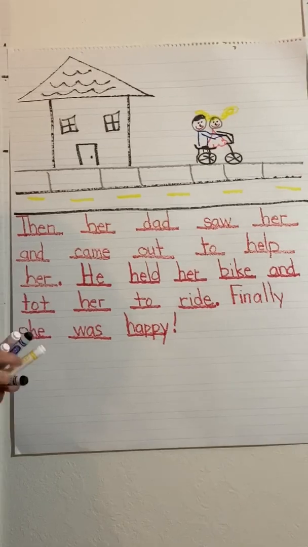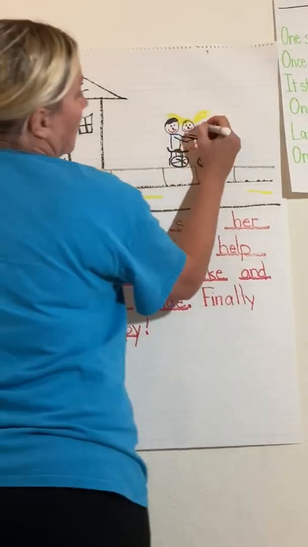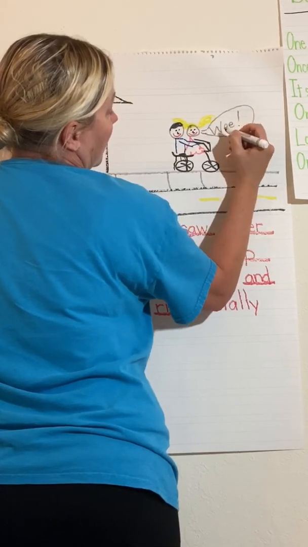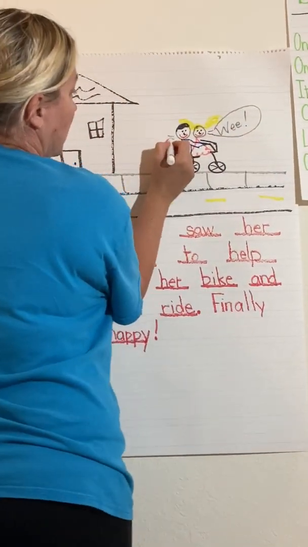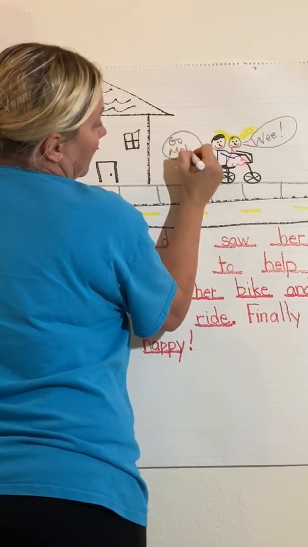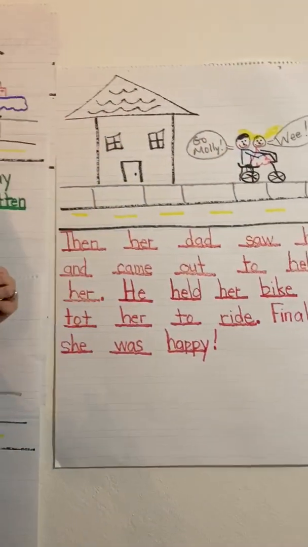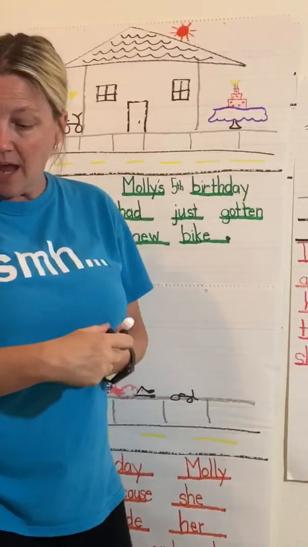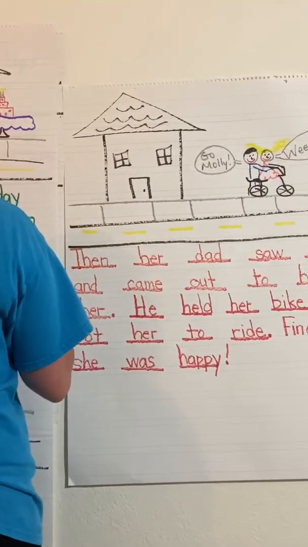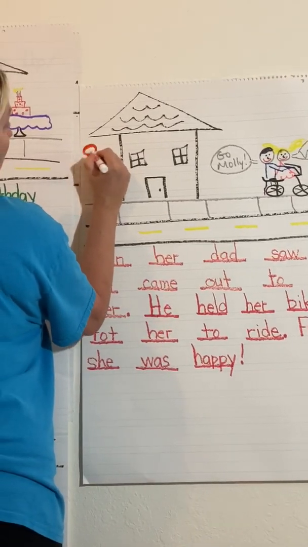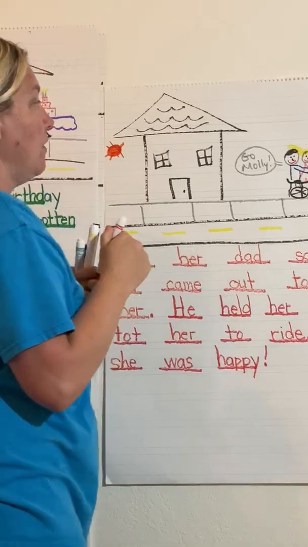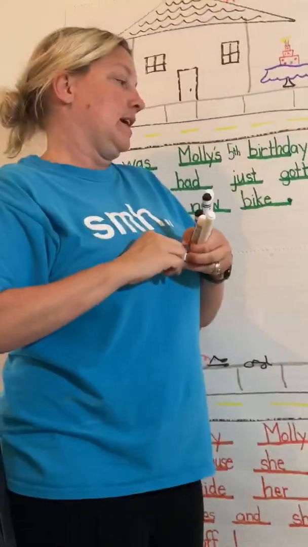And you can even add speech bubbles. Remember how we talked about adding speech bubbles? And she could be saying things like, wee, right? And he could be saying things like, go, Molly! Right? And there they are, happy. And then remember, it's later in the day, so we can even make our sun a little lower in the ground, starting to get to where it's almost nighttime, to show it's later in the day in our picture.